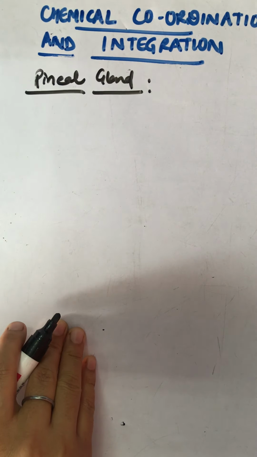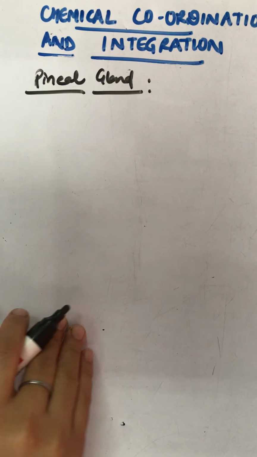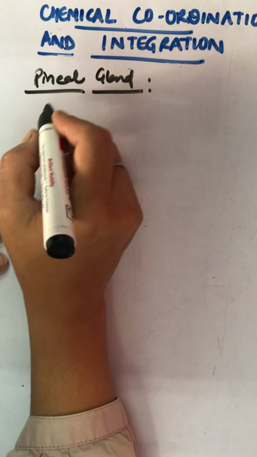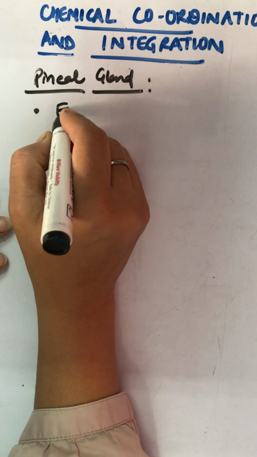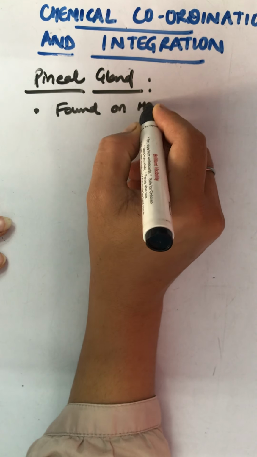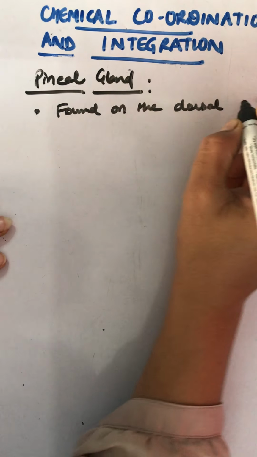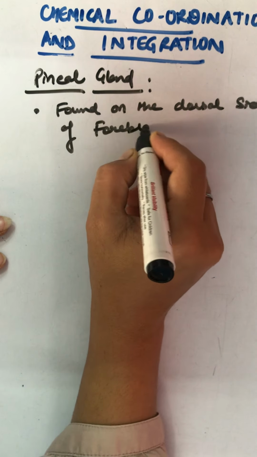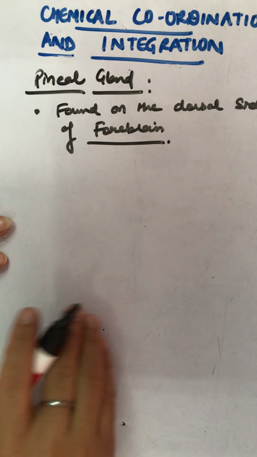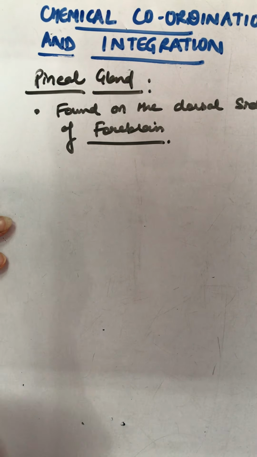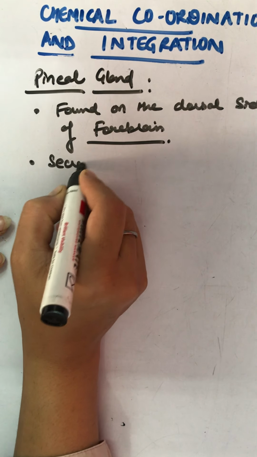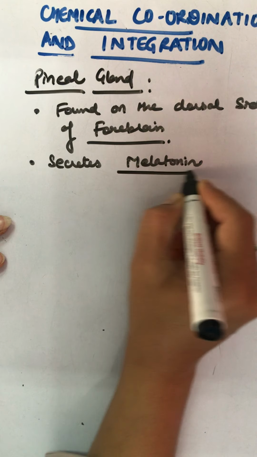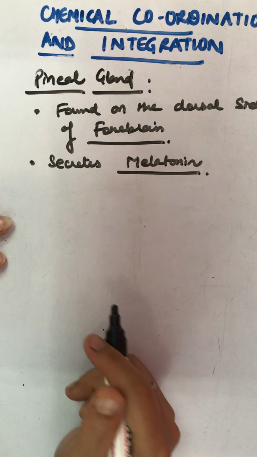Pineal gland. Mainly it is said to be reduced a lot. It is found on the dorsal side of the forebrain. Right? What it secretes? Secretes melatonin. What are the functions of melatonin?